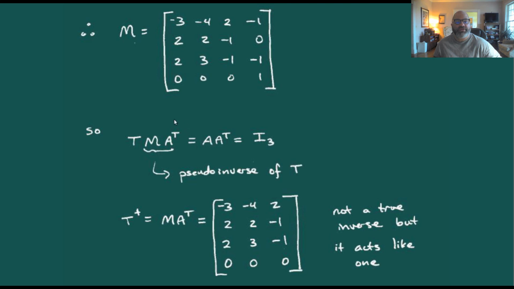If we do M times A transpose, our pseudo inverse, what do we get? We get this T with a superscript plus on there. That thing looks like -3, -4, 2, 2, 2, -1, 2, 3, -1, 0, 0, 0. Now this is not going to be a true inverse because things are not necessarily one-to-one in this case. We're going from 4 dimensions down to 3 dimensions, and so we can't necessarily be one-to-one. More about that later. And so we can't really talk about the inverse, but we can talk about a pseudo-inverse. For all intents and purposes, it acts like that, but it's not really a true inverse.